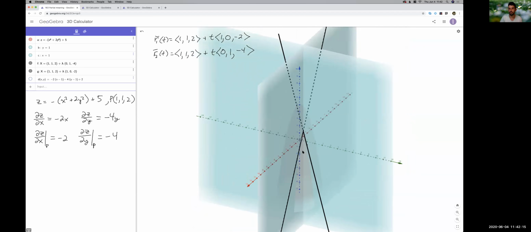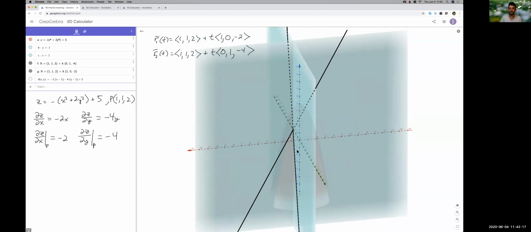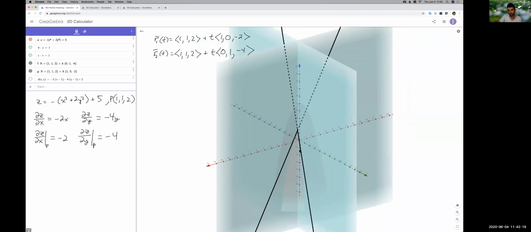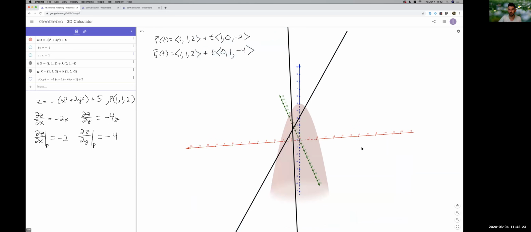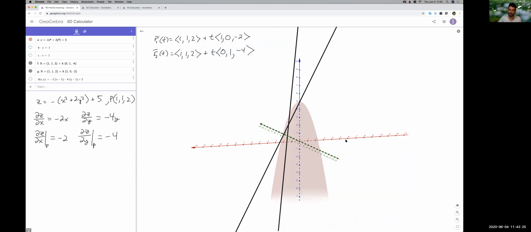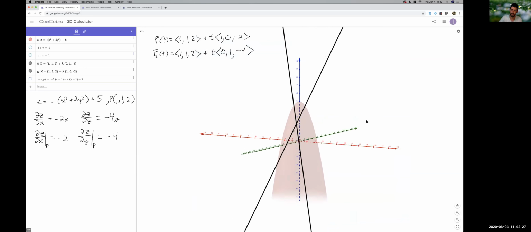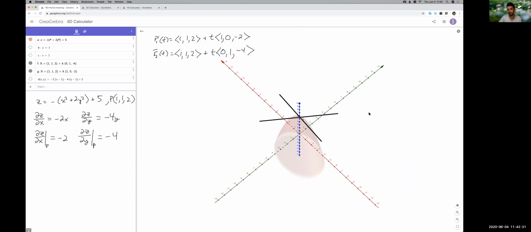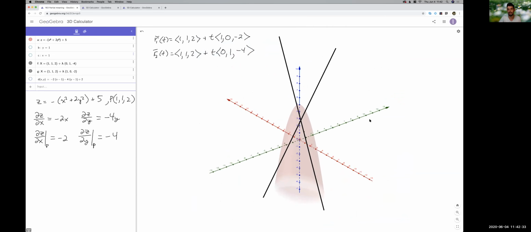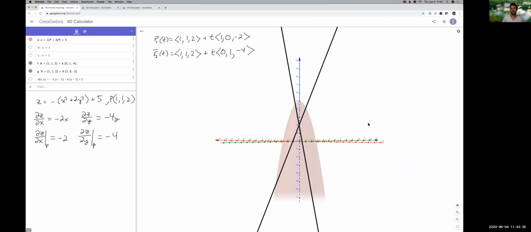So now we have these two lines, tangent to the curves of intersection of these two planes. Let's take these two planes away and notice how these two lines kind of lie flat on the surface. And it's a little easier to imagine there's a single plane that contains both of them, okay? So now, let's write down the formula for the tangent plane.